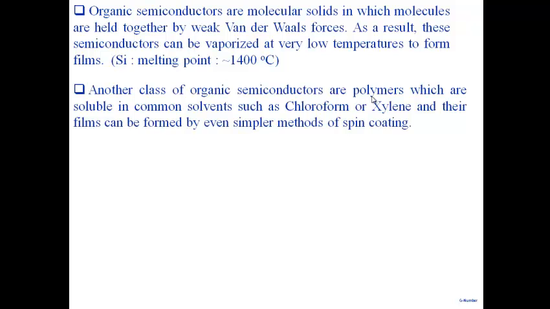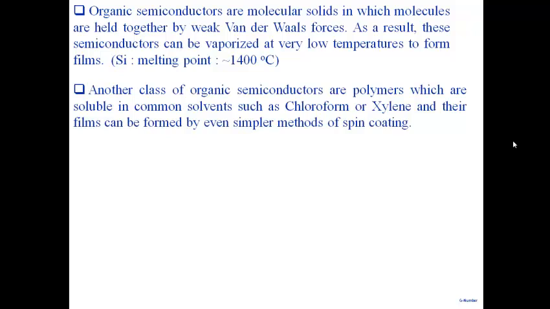There's another class which I just showed you, which are polymers. Now, polymers are soluble in these solvents, chloroform, xylene, and chlorobenzene, and there are solvents like this. So they're soluble. So what you do is you can form a film by another process which we call spin coating. In spin coating, you make a solution, and you have your glass substrate, and you put drops of that solution on the glass substrate, and then you have a spinner, right? And then you place the glass substrate on that spinner, and it's held by vacuum to the spinner, and then you rotate it at 3000 RPM.